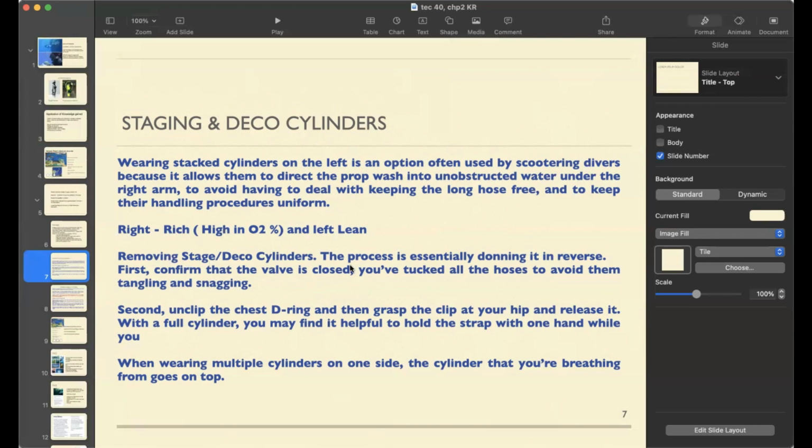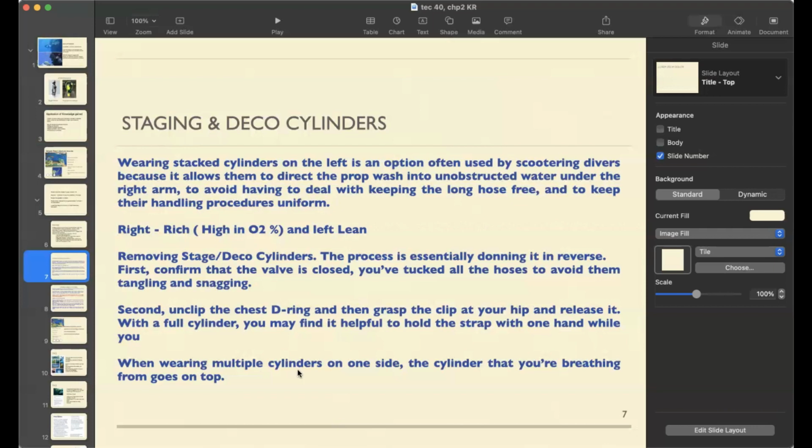Removing staging and deco cylinders, the process is essentially donning in reverse. First confirm the valve is closed, then tuck all the hoses to avoid them tangling and snagging. Second, unclip the chest clip and then grasp the clip at your hip and release it. With a full cylinder, you might find it helpful to hold the strap with one hand while you are unclipping it.